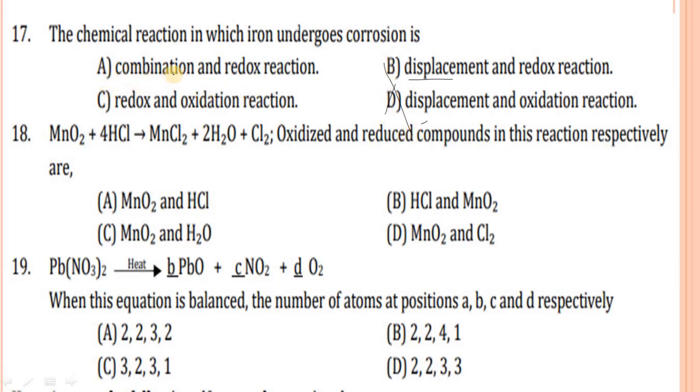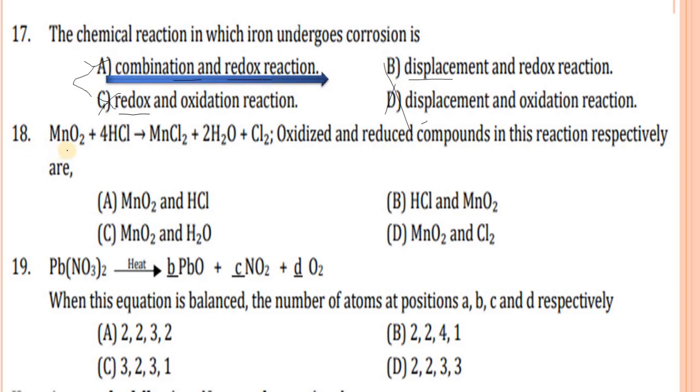If you see the A option, combination and redox reaction is given, which is true, which is correct. If you see the C option, redox and oxidation reaction is given. This is also correct. If you want to choose one answer from A and C, in C, redox and oxidation reaction is given. In a redox reaction, you can find the oxidation reaction also. So this will not be the accurate one. If you want the accurate answer, then A will be the accurate and correct answer because the reaction of iron undergoing corrosion is a combination reaction as well as a redox reaction. So A will be the correct answer.